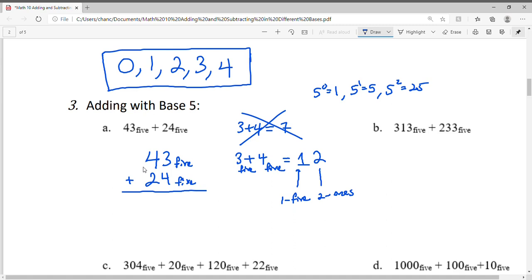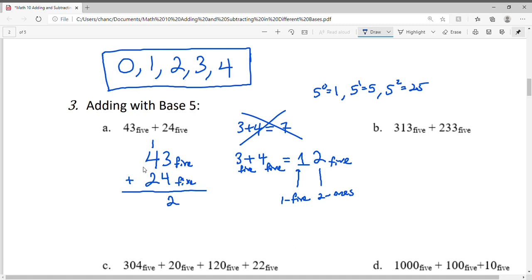So what is 3 plus 4? Well, that's going to give me 2, and I have to carry that 1. Now this 1 represents a 5, so I'm actually carrying the 5 over and having a remainder of 2. Remember, 3 plus 4 is 12 in base 5, because this is a 5 plus 2, which equals 7 in base 10.